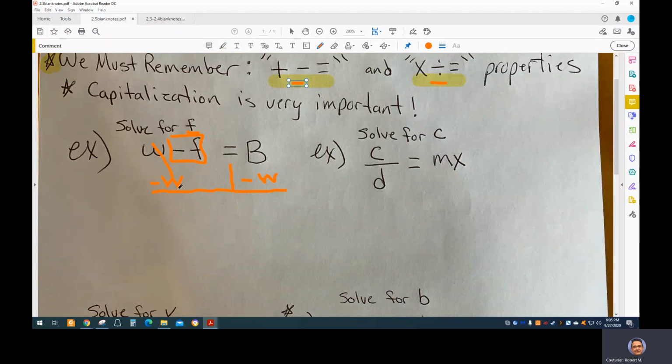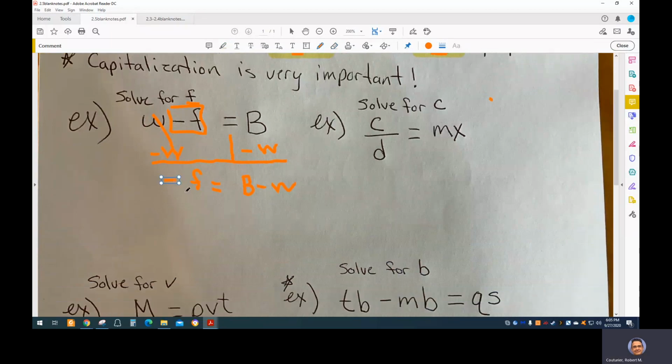These w's here cancel, and we're left with a negative f equals capital B minus w. That's it. Notice these can't combine. We can't magically make a b minus w. All we can do is write b minus w. That's it. I'm going to clean this up. I don't like that negative sign. It was messy.